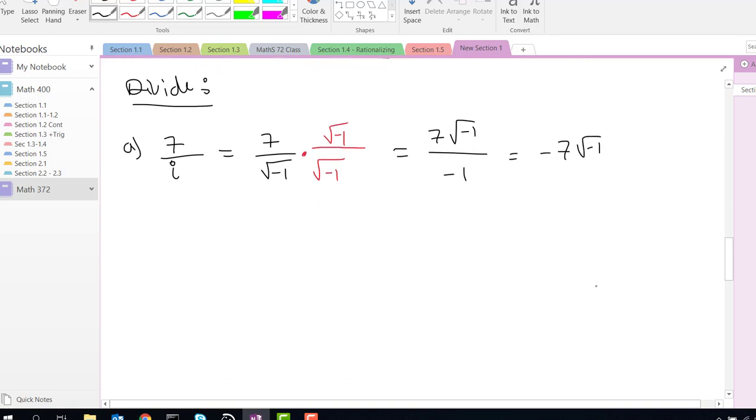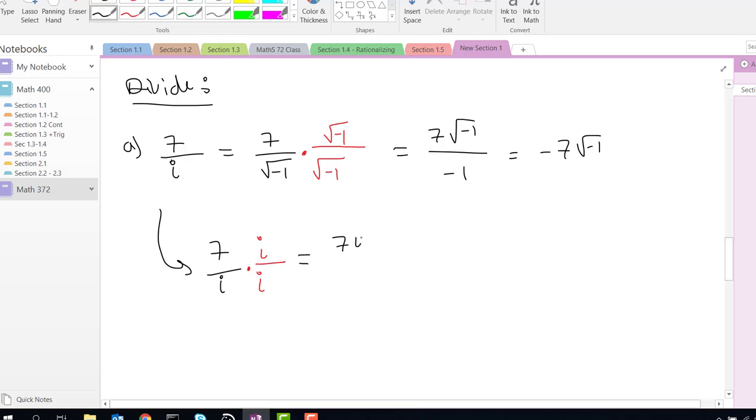Now, of course, we don't change the i to the square root of negative 1. The way that you're going to see it in your book and the way that we do it is we say, okay, I want to get rid of the i in the denominator. So we're going to multiply top and bottom by i. Right? This is equal to 1. So I'm not changing the value of the fraction.